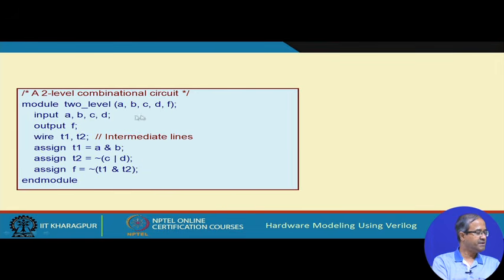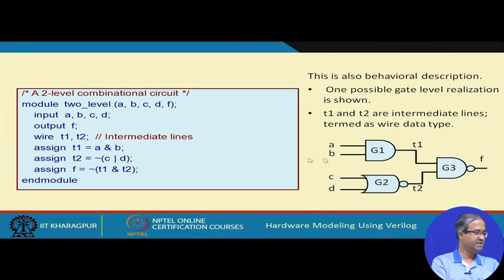This is a 2-level combinational circuit. There are 5 parameters; the module name is 2-level. A, B, C, D are inputs, output is F. You see here we have declared some intermediate nets T1 and T2, okay. And there are 3 assign statements. T1 is doing an AND, T2 is doing an OR and then NOT, basically NOR, and F is doing AND and NOT, basically NAND. So, let us show the natural implementation.